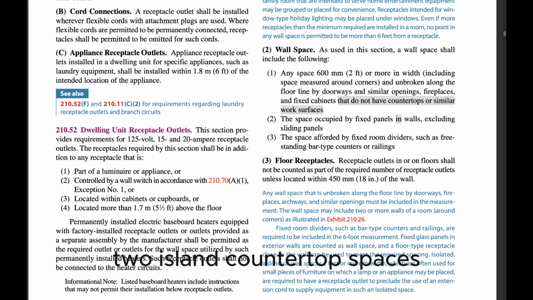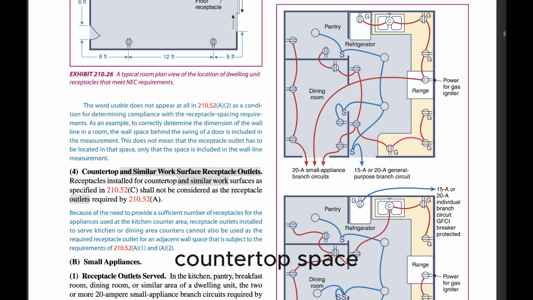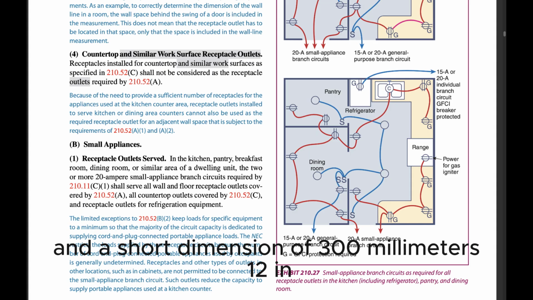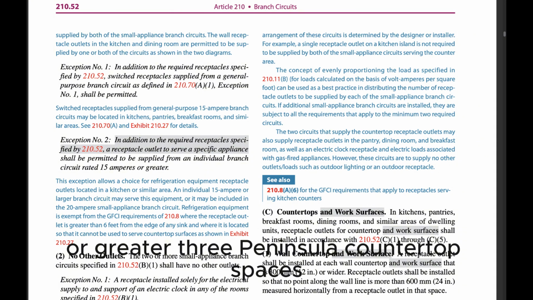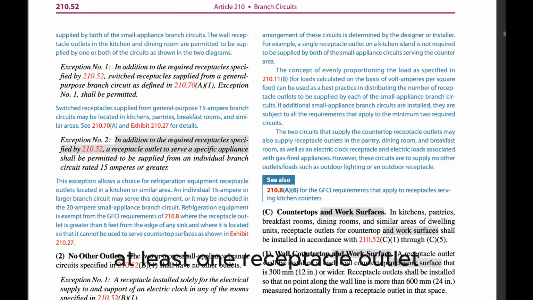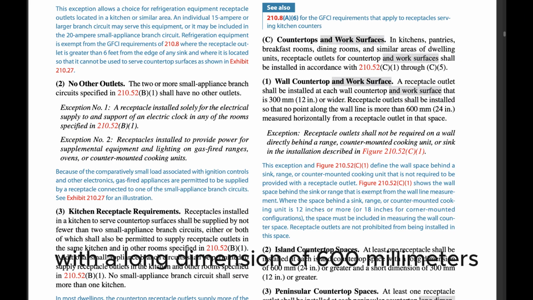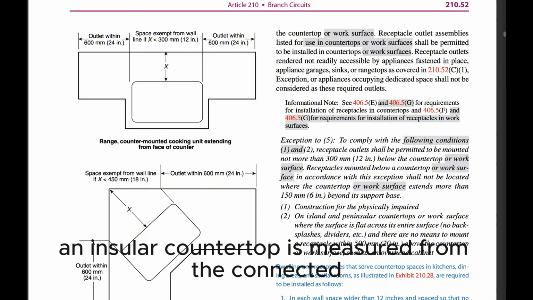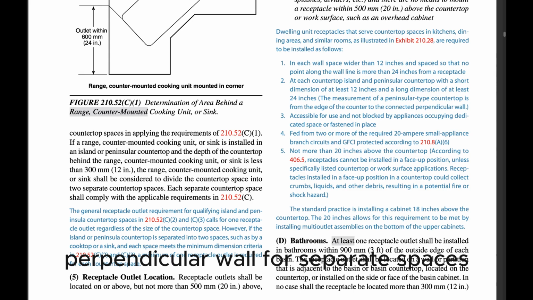2. Island countertop spaces. At least one receptacle shall be installed at each island countertop space with a long dimension of 600 mm (24 in.) or greater and a short dimension of 300 mm (12 in.) or greater. 3. Peninsular countertop spaces. At least one receptacle outlet shall be installed at each peninsular countertop space with a long dimension of 600 mm (24 in.) or greater and a short dimension of 300 mm (12 in.) or greater. A peninsular countertop is measured from the connected perpendicular wall. For separate spaces.